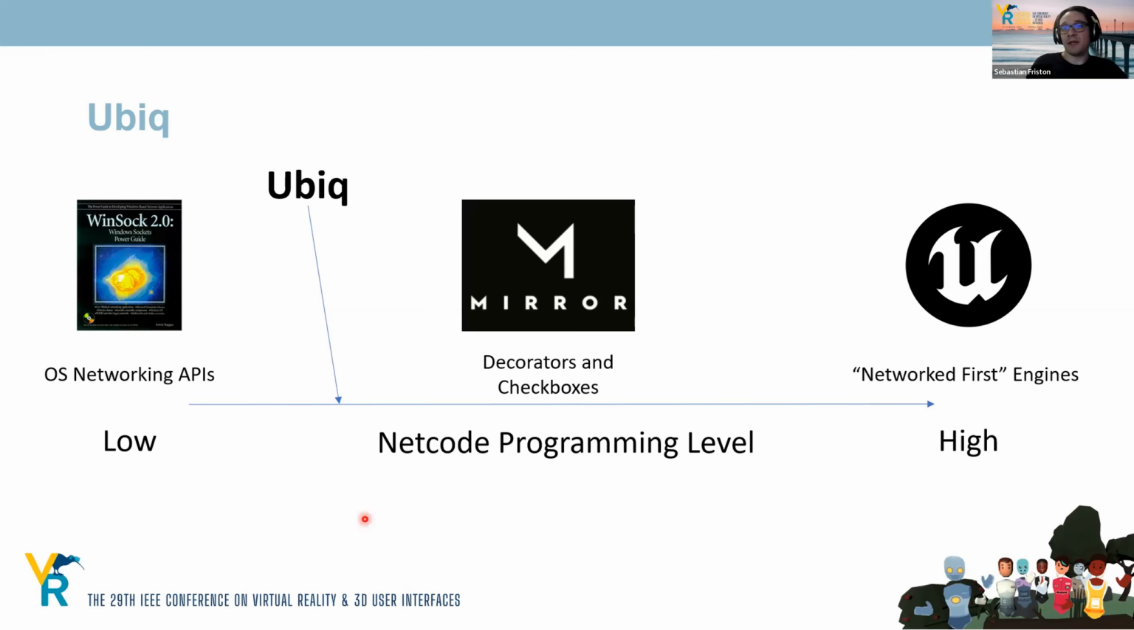So we can imagine networking libraries on a high-low spectrum, similar to programming languages, with low-level libraries being the operating systems, networking APIs. In the middle section, you might have some decorators you attach to your classes or checkboxes, and at the far end, you have engines like Unreal, where the entire way that the game is structured, the way the code is written, has networking inbuilt at its core. So the networking just works in that case. And in this case, Ubiq is actually fairly low level around here.